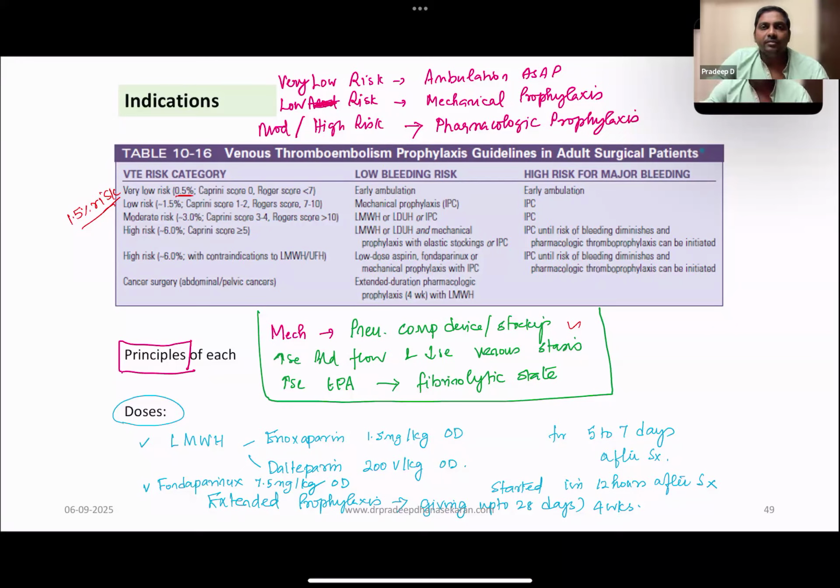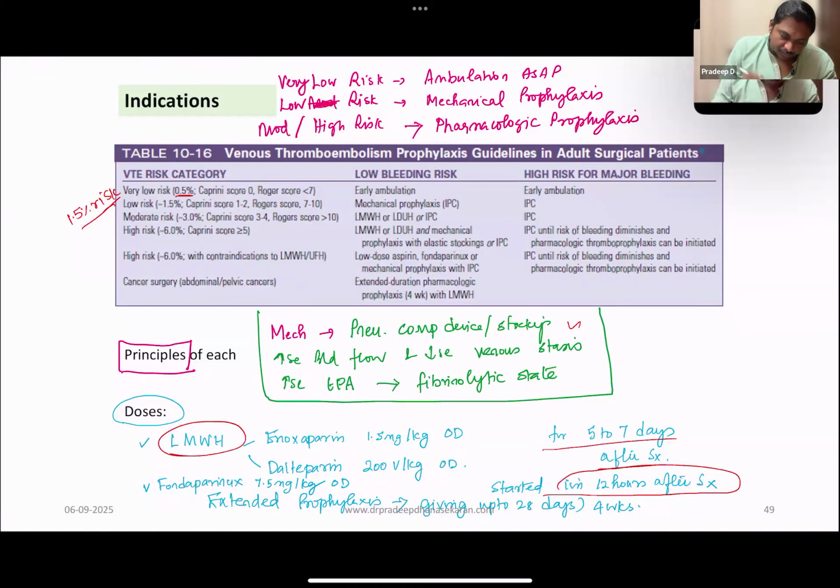Moving on to moderate or high risk, wherein the risk of DVT is more than 3 to 6%. In such cases, you need to put the patient on pharmacological prophylaxis. What pharmacological prophylaxis will you advise? You will put the patient on low molecular weight heparin. Based on the studies, you have dalteparin and enoxaparin. Enoxaparin dose is 1.5 mg per kilogram OD for 5 to 7 days after surgery. It should be started within 12 hours after surgery, right?